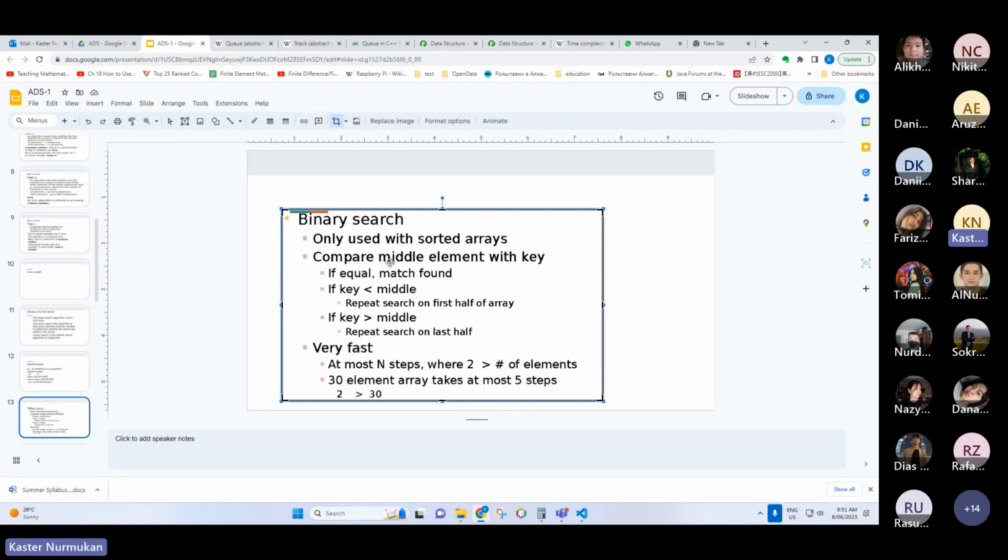Then compare the middle element. That's a specific and precise algorithm itself. How was the binary search algorithm created? Basically, they take this sorted array and cut it in the middle, using the middle element. If equal, then found it.